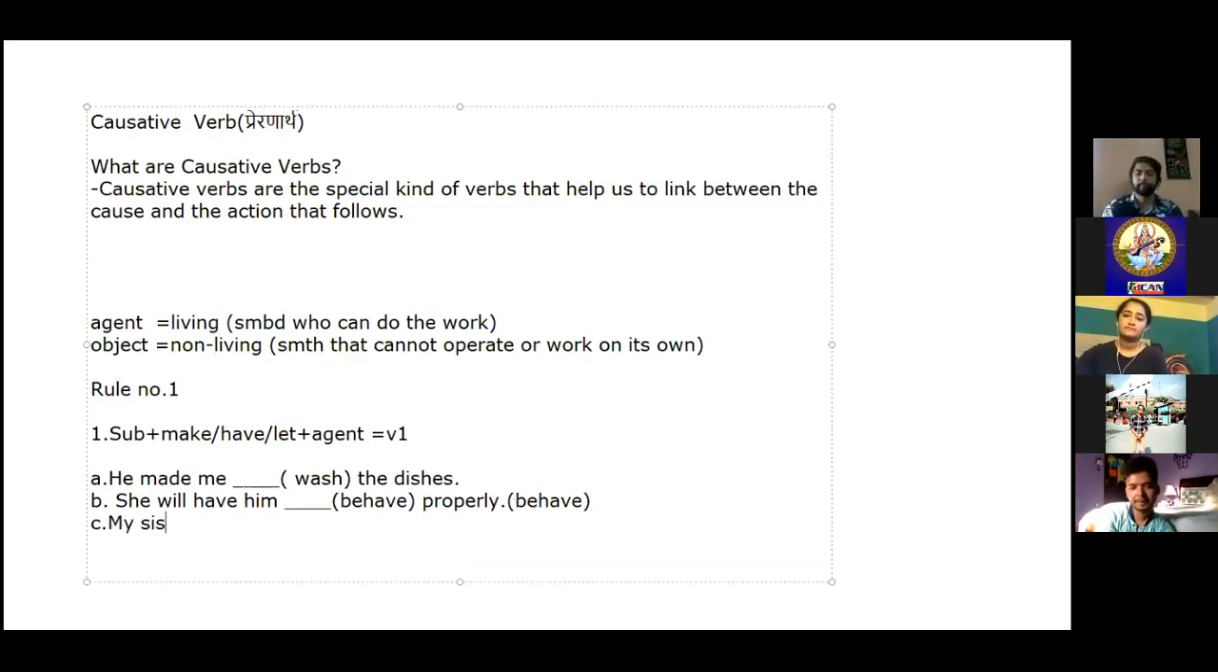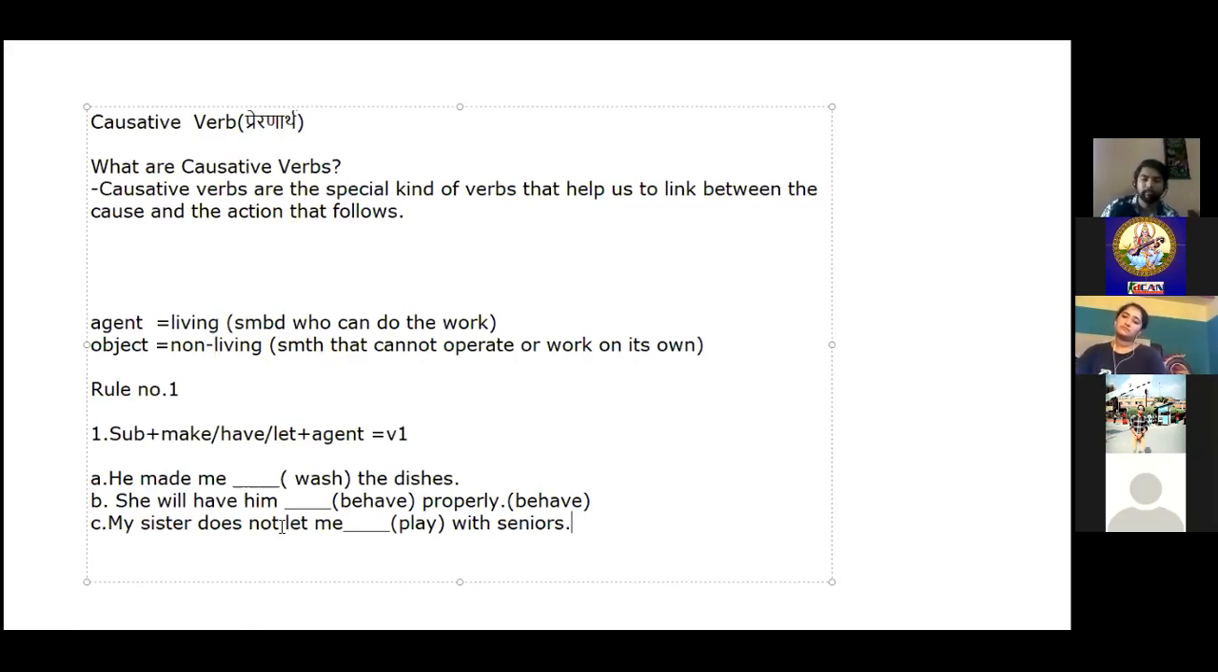All right, so next one. My sister doesn't let me play with genius. It could be in negative form also. It is matching let, right? Let, go, allow. My sister is there, who forbids me to play with genius. Now what to use in the negative form? Let follows the same rules, so let is followed by an agent. So what do we write? My sister does not let me play with genius.